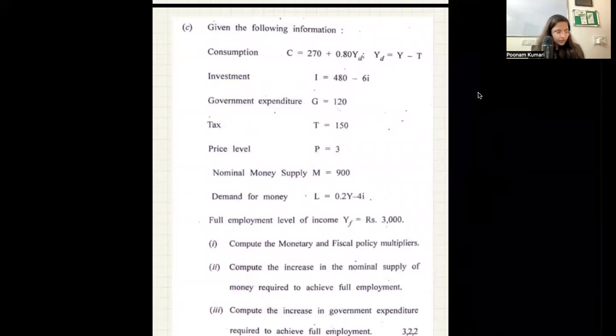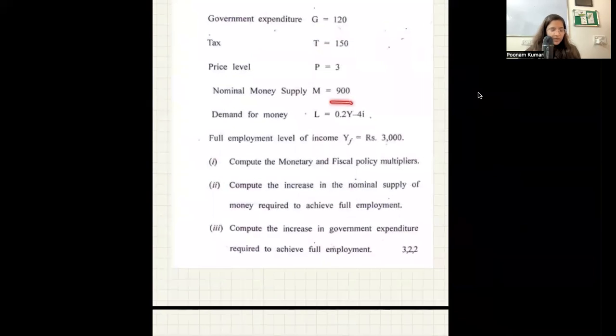Fine. So, what we are given is a consumption function, and it's basically dependent on the disposable income. डिस्पोजेबल इनकम क्या है वो भी दिया हुआ है, इन्वेस्टमेंट फंक्शन दिया हुआ है, गवर्नमेंट एक्सपेंडिचर दिया हुआ है, टैक्सेस दिए हुए हैं, प्राइसेस दिए हुए हैं, nominal money supply is given, demand for money is given, and also what is given, full employment level of income. कि अगर आपके सारे रिसोर्सेज फुली एम्प्लॉयड हैं तो आपका जो इनकम होगा इकोनॉमी के अंदर, what is that going to be? That particular number is given to us, which is 3000.